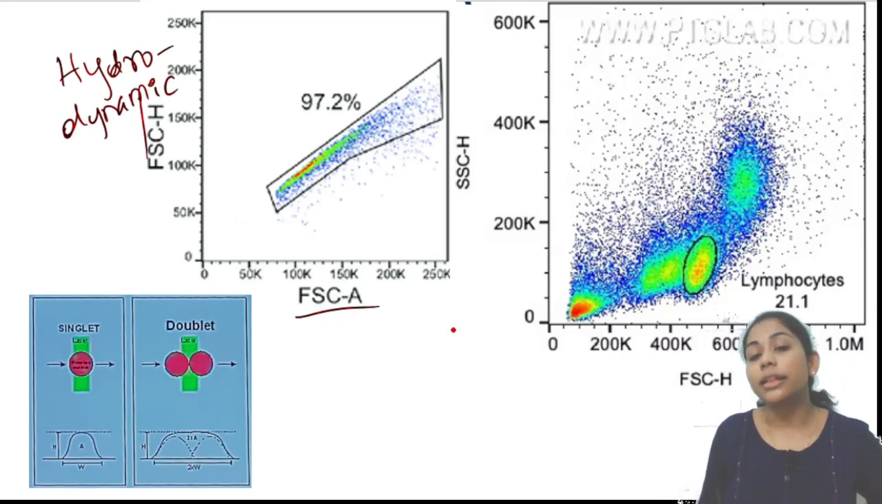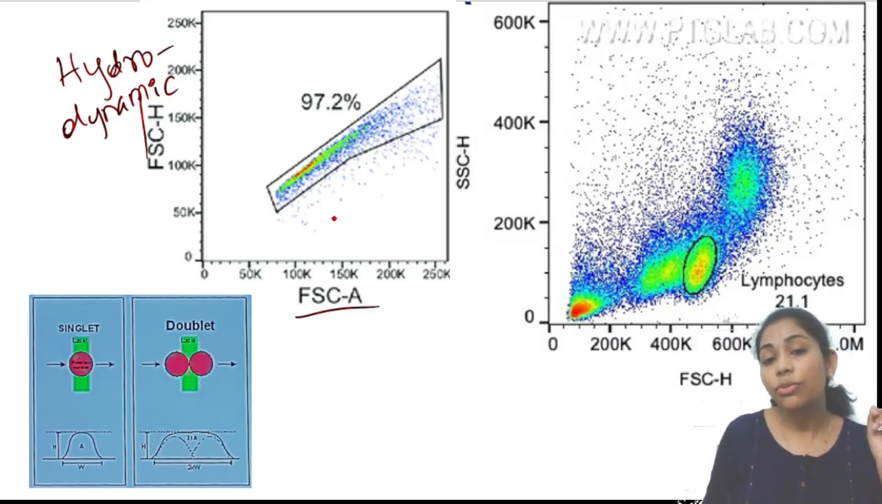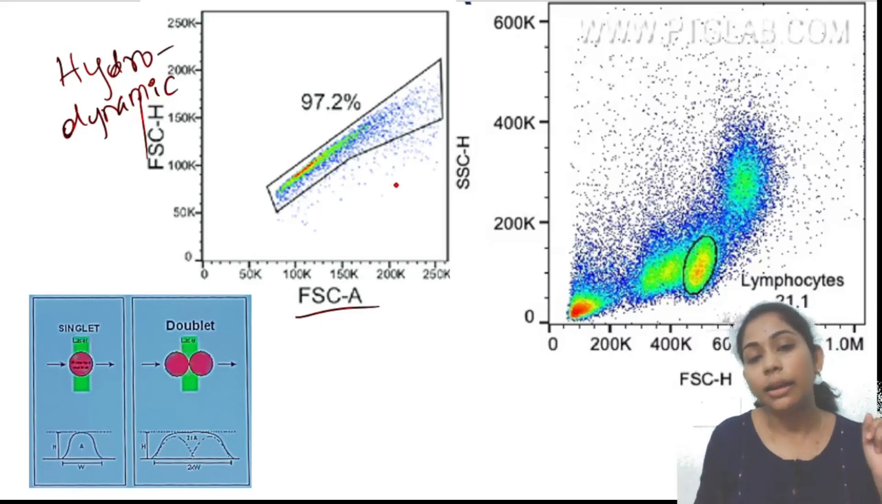Hydrodynamic focusing makes sure that each cell, one at a time, passes through the laser light, and the laser light will hit only one cell. Even though we use this hydrodynamic technique, sometimes doublets and triplets are still possible. That's why we have made this gate to separate the singlet population from the doublets and triplets.